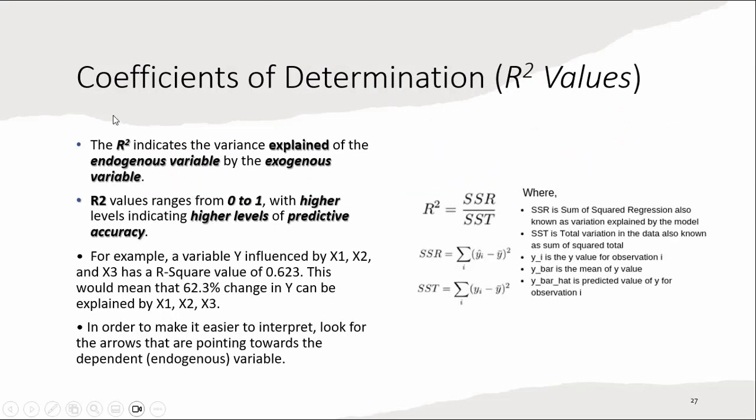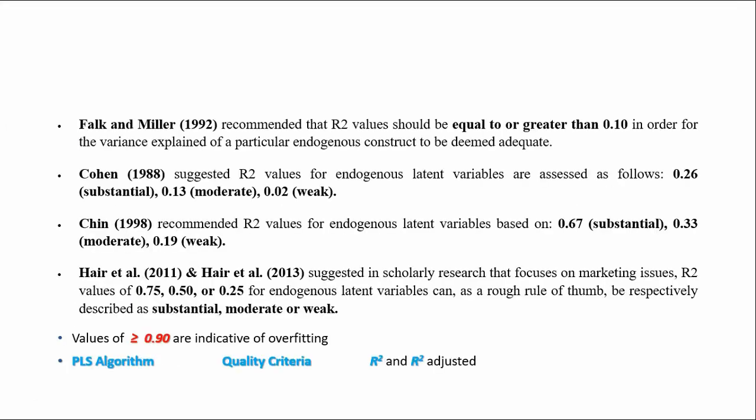And the third is to assess the coefficient of determination or R square value. This is the formula for the R square, and the R square indicates the variance explained of the endogenous variable by the exogenous variable. R square values range from 0 to 1, with a higher level indicating a higher level of predictive accuracy. This is the criteria for the R square.